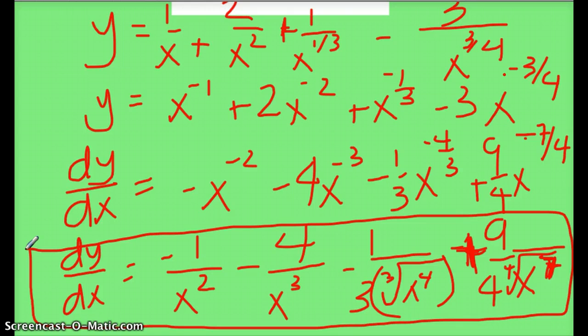So once again, if you have roots, you're going to want to rewrite them into powers. And before you start using any of the rules, you're going to make sure all of your variables and denominators are moved up to the numerators so that you can use the rules easily.